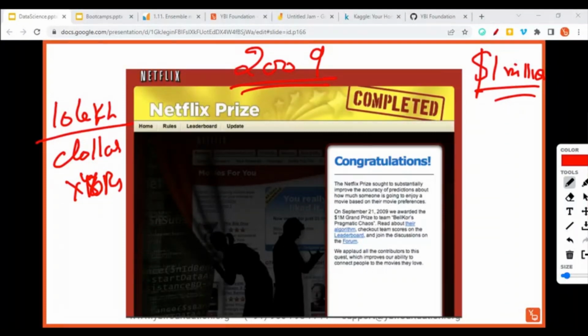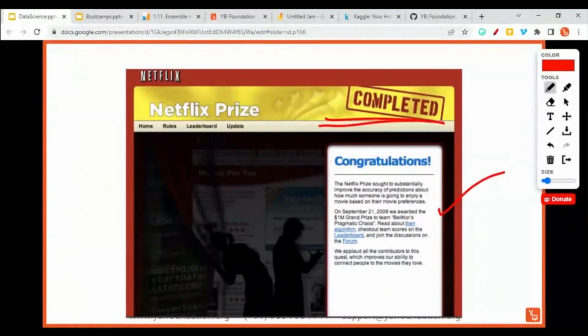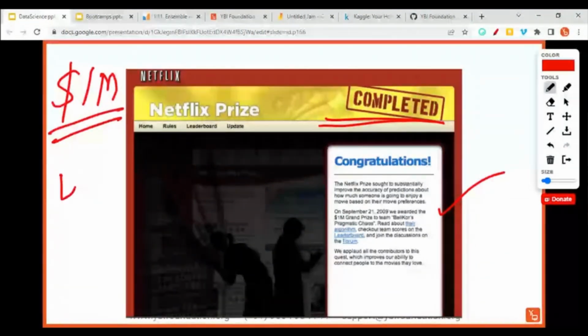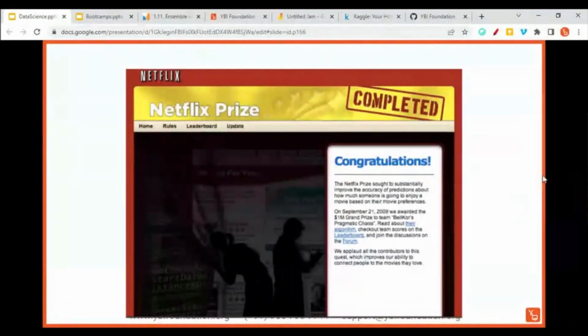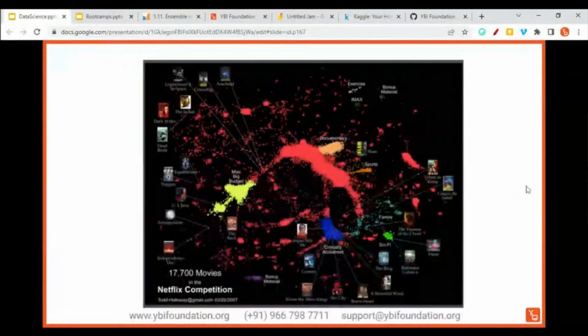Their ultimate aim was to create a model for their recommendation system, and they received global participation. They chose the winning model and gave the prize, and it was completed. A team won the $1 million prize, and they started using that product. So everything seemed very good in 2009, but later on. So this is all about recommendation. Netflix is all about that.